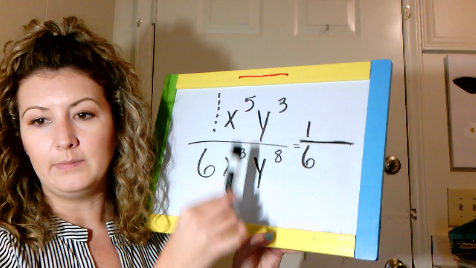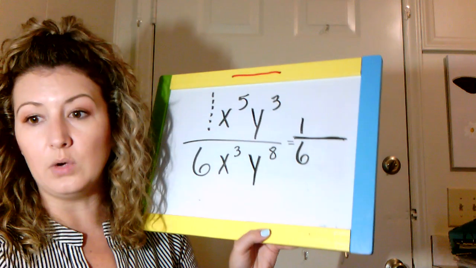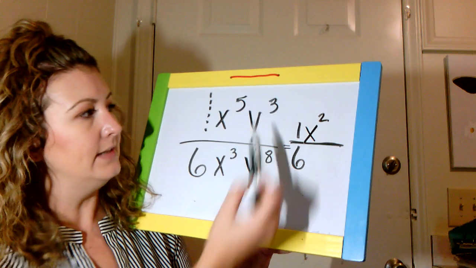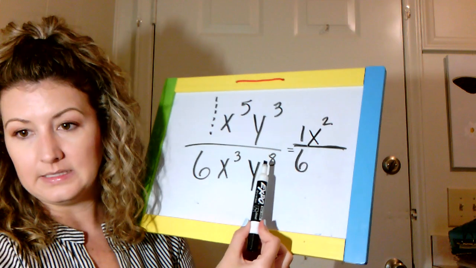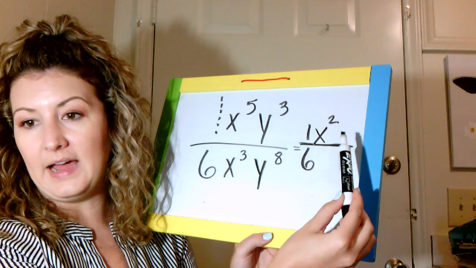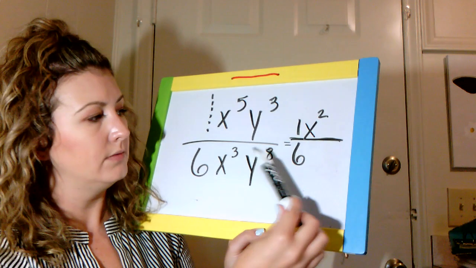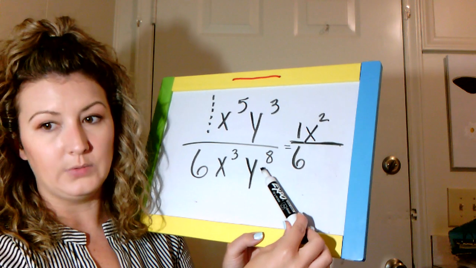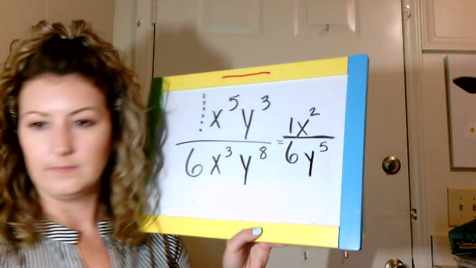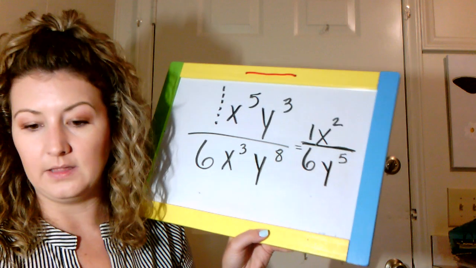Now let's look at our letters. With x's, we have 5 minus 3. There's more up top, so our x's go up top. How many more are up top? 2. Let's look at our y's, 3 and 8. Normally that would be 3 minus 8, which is negative 5, and we would flip it. But look, where is there more? Down here. How many more? 5. So the y goes down here. This would be x squared divided by 6y to the fifth.